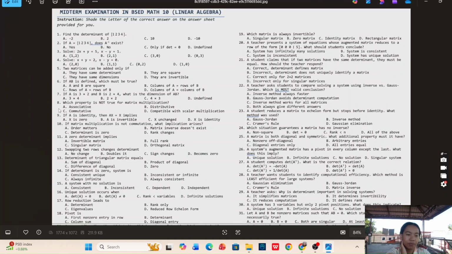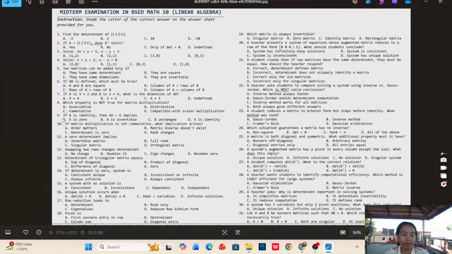Number 8 question. Which property is not true for matrix multiplication? The correct answer for number 8 is letter C. Matrix multiplication is not commutative, meaning AB is not equal to BA in general.